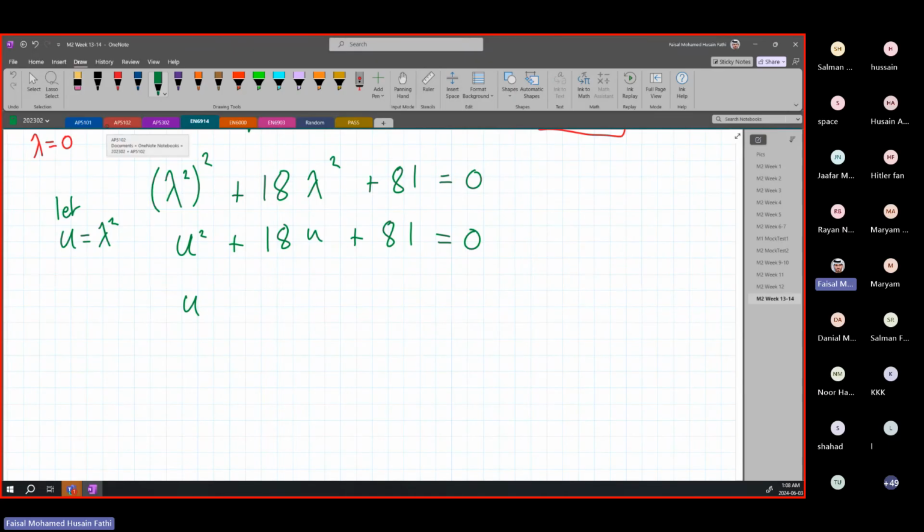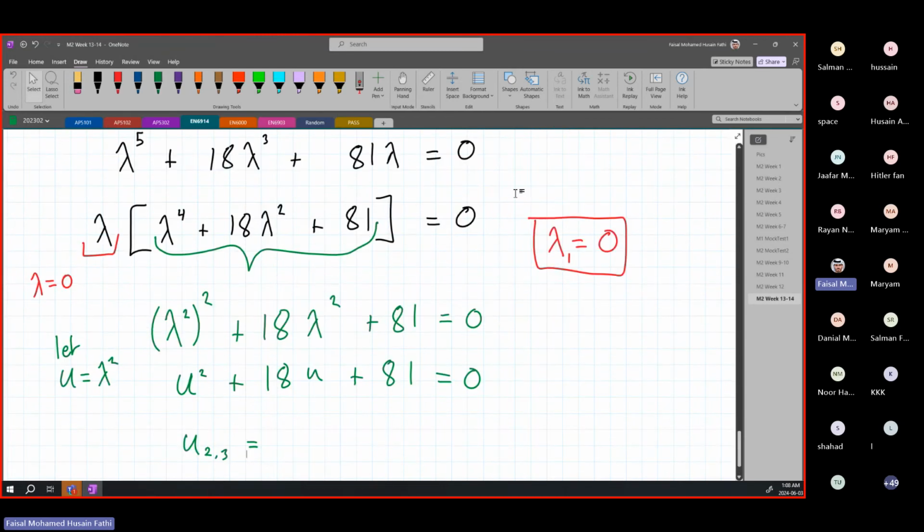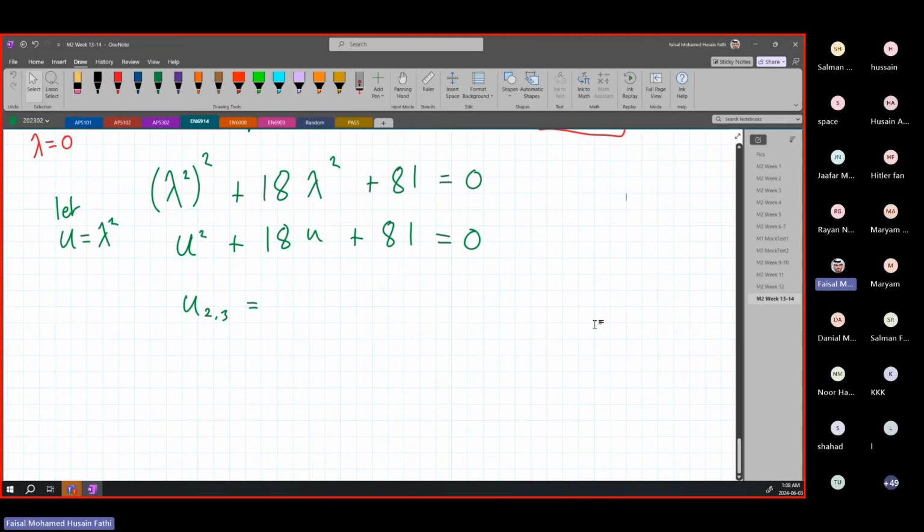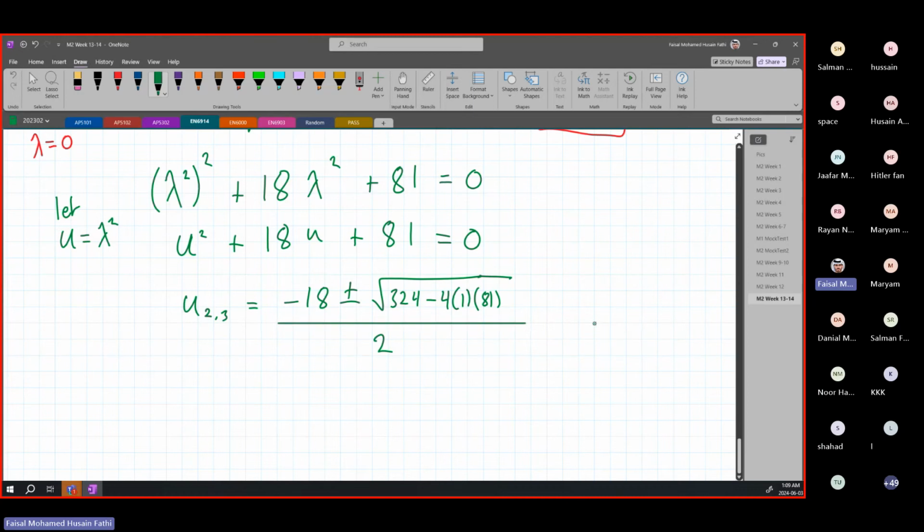let me do the full method. So u2, 3. The reason I said 2, 3 instead of 1, 2 is because we already have our lambda 1, so I don't want to use the number 1 again. So our u23 is minus 18 plus or minus the square root of b squared, which is 18 squared, which is 324, minus 4 times 1, which is our a, times 81, divided by 2a, which is 2 times 1. All right?